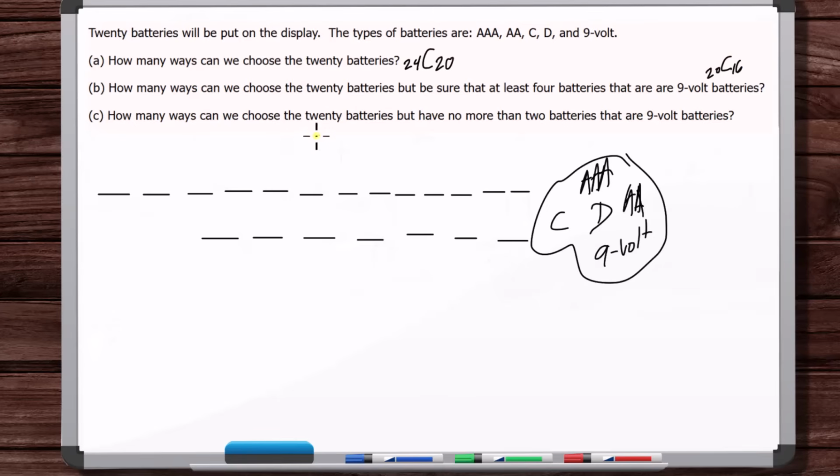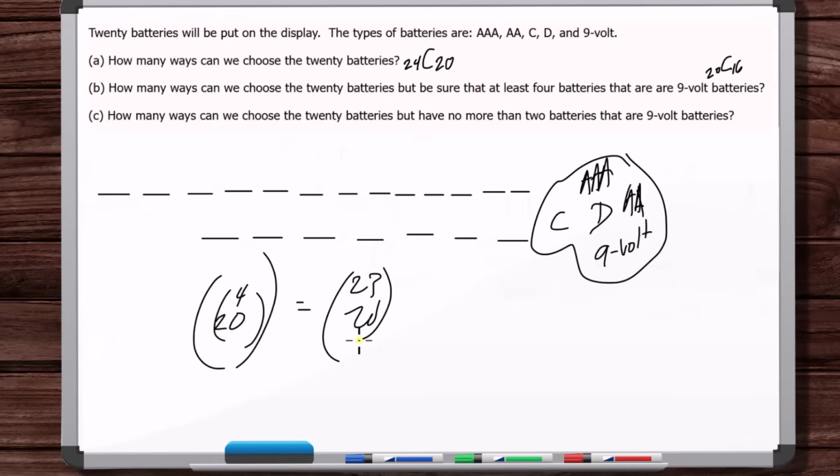Now, how many ways can we choose the 20 batteries but have no more than 2 batteries that are 9 volt? Okay, so this is like an OR criteria. What if no batteries are 9 volt? Then we're choosing from 4 for 20 slots. So 23 choose 20. That's the first case.